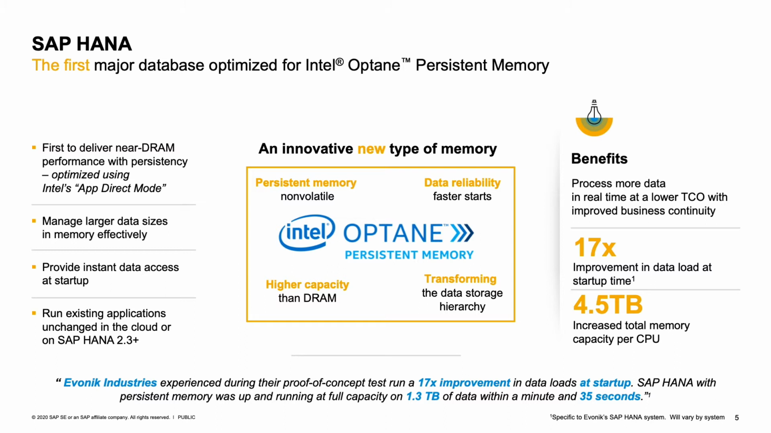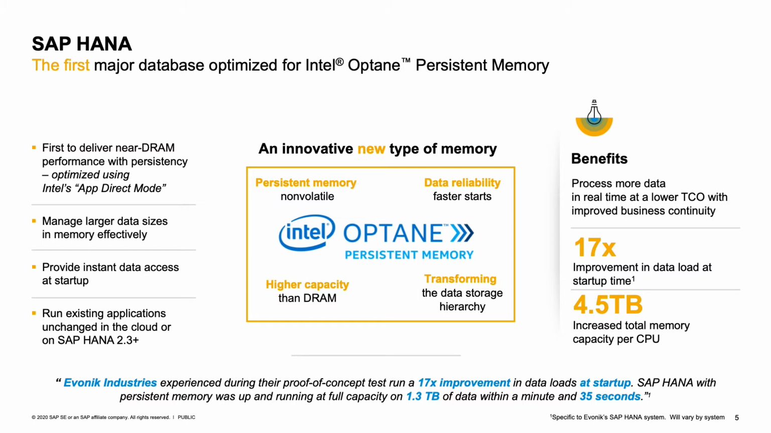So for example, Evonik Industries saw a 17 times improvement in HANA startup time when using Intel persistent memory compared to a traditional system with just DRAM and SSD. This is the amount of time that it took for data to be fully available in memory.